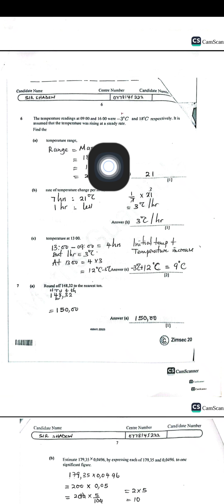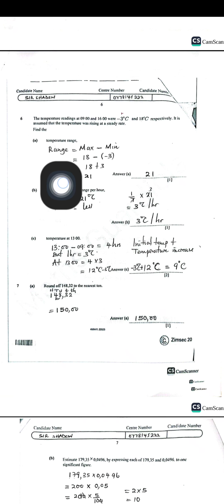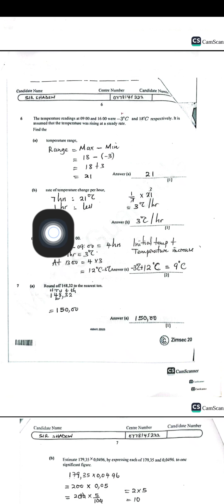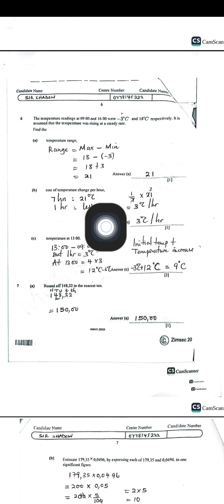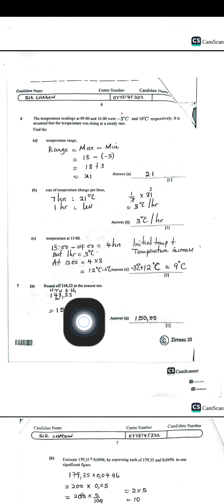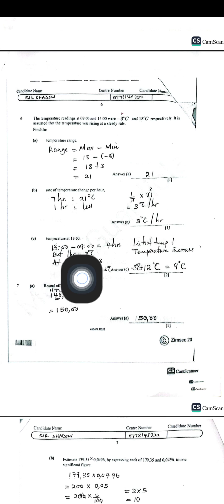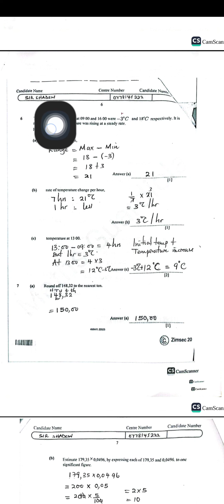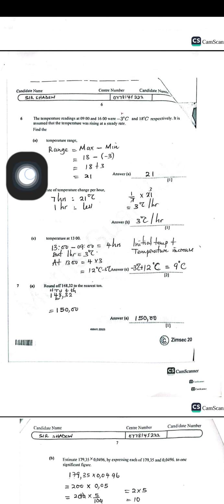It is assumed that the temperature was rising at a steady rate. Find the temperature range. Then part B, rate of temperature change per hour. Then temperature at 1300. Right, so remember, we want to find the temperature range. How best can we do the range?